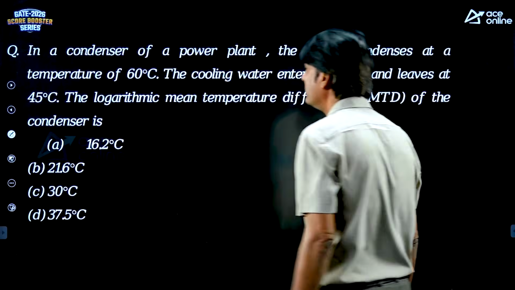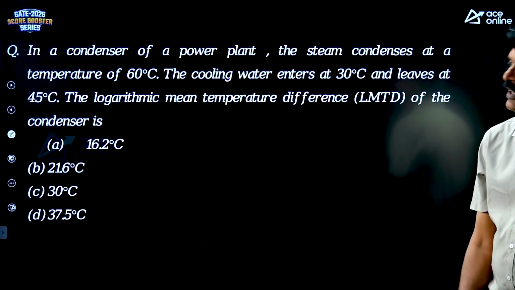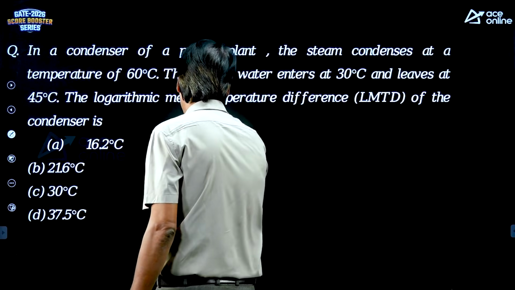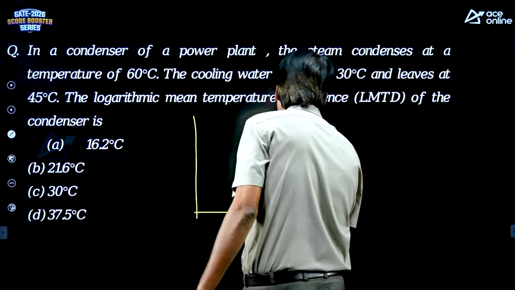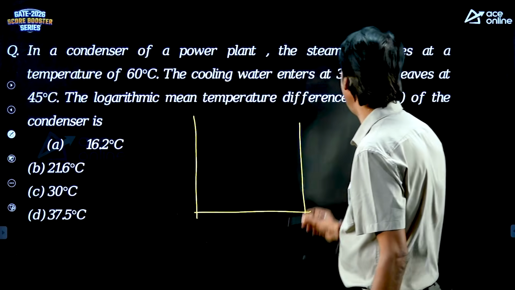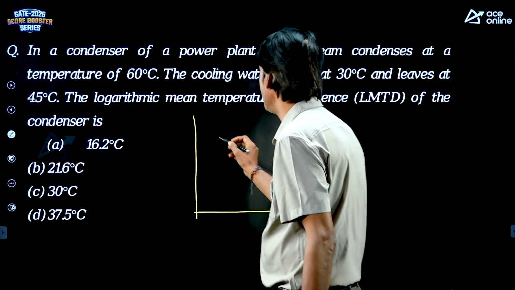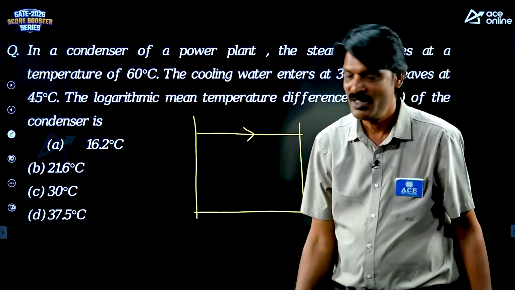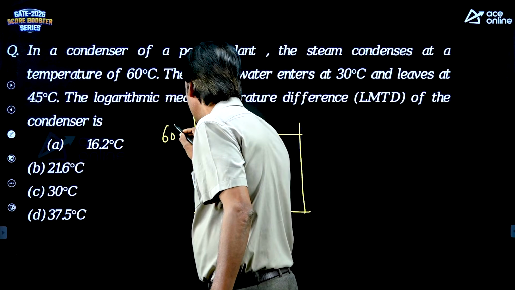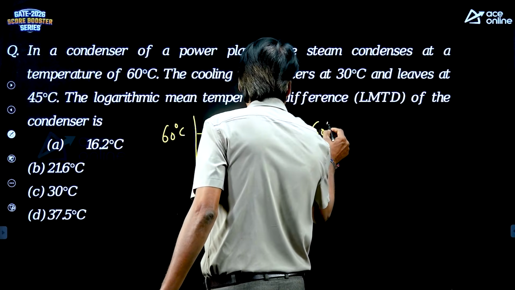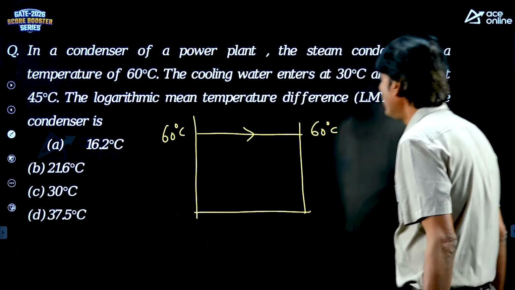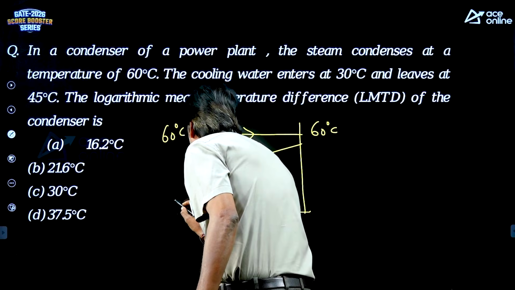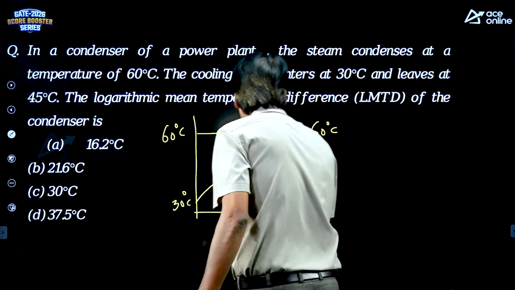Then let's go to a question on heat exchangers. I picked a question on a heat exchanger wherein I am using a condenser. In a condenser of a power plant, the steam condenses at a temperature of 60 degrees centigrade. Condensation is isothermal heat rejection, so the temperature here is 60 degrees and here is also 60 degrees centigrade. Cooling water enters at 30 degrees and leaves at 45.